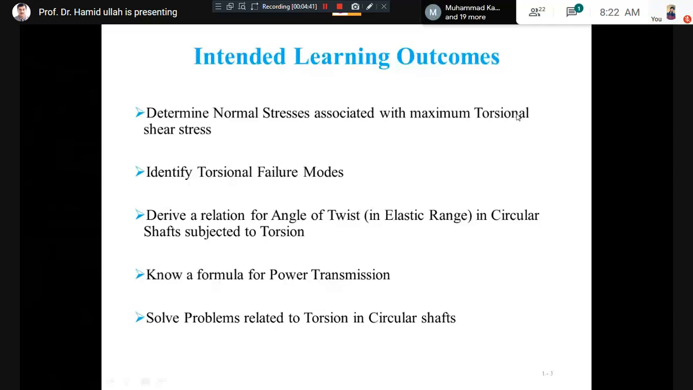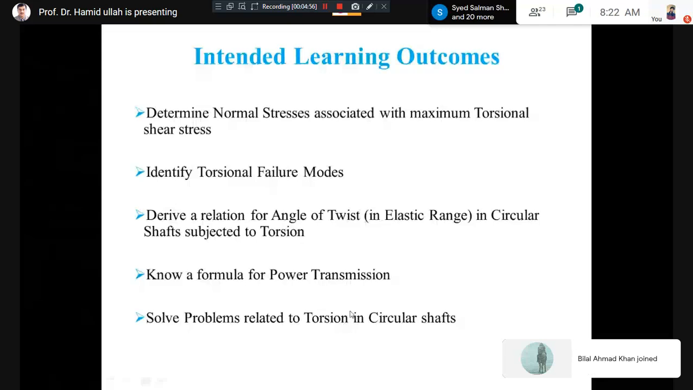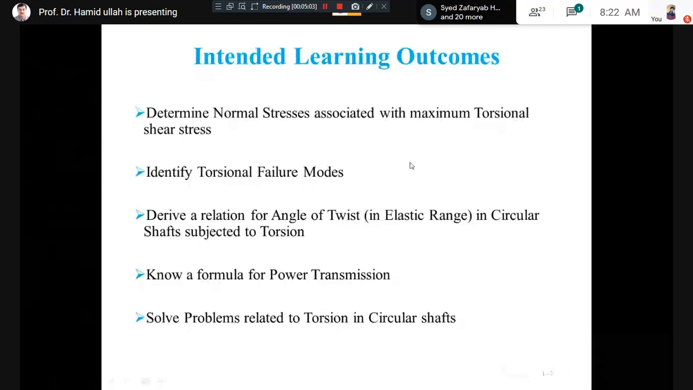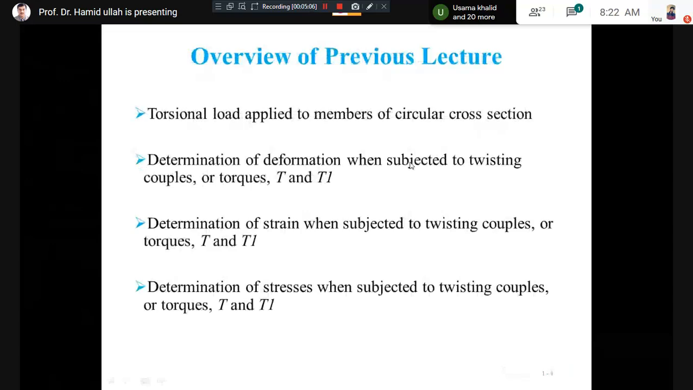We will also look into solving some numerical problems related to all these things we are discussing in today's lecture and the things we discussed in the previous lecture, regarding shear stress and shear strain produced because of torsional load. So this is the overview, just to bring to your notice what was covered.